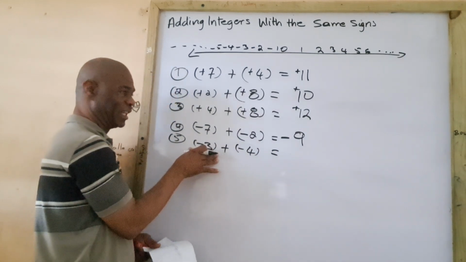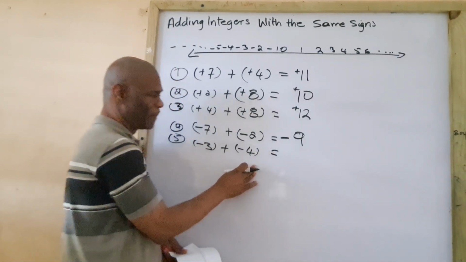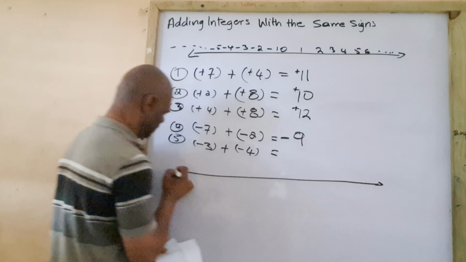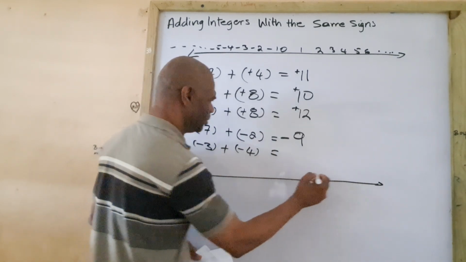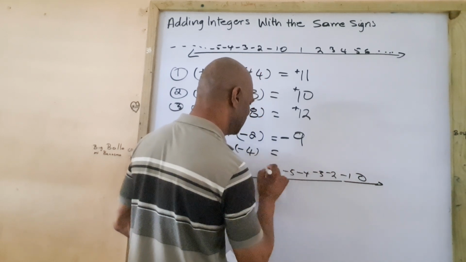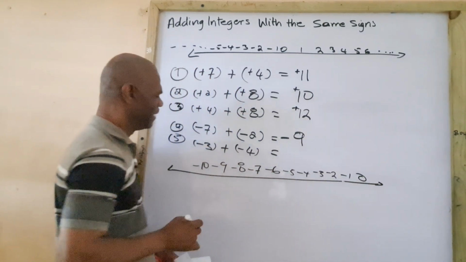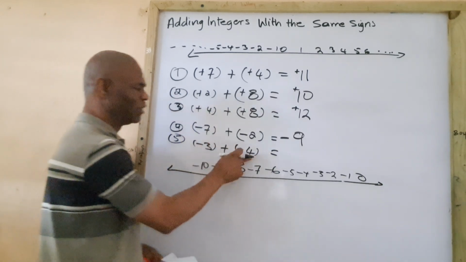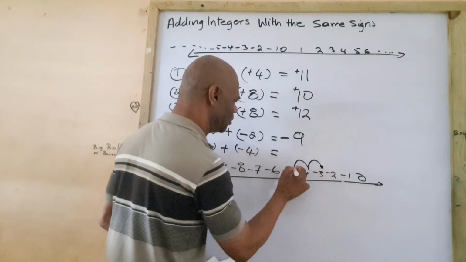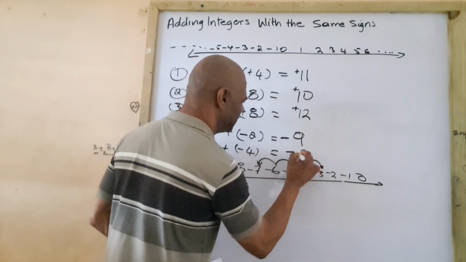So we locate our negative 3 and we're moving 4 places to the left. So let's put that on the number line and then we can take it from there. So let's do 0, negative 1, negative 2, negative 3, negative 4, negative 5, negative 6, negative 7, negative 8, negative 9, and negative 10. Right? So we locate negative 3 here and we move 1, 2, 3, 4 places to the left, and that takes us to negative 7. Right?